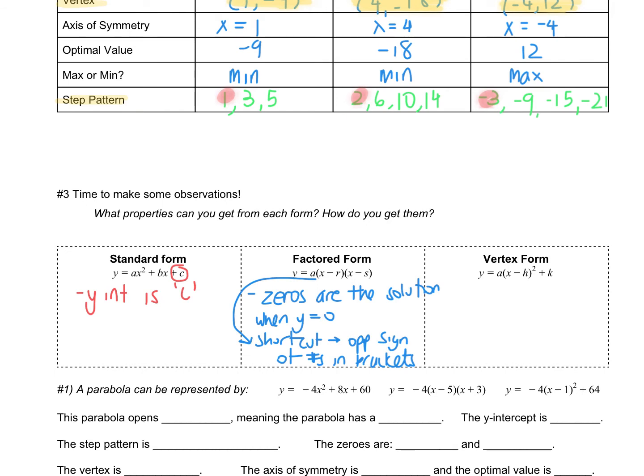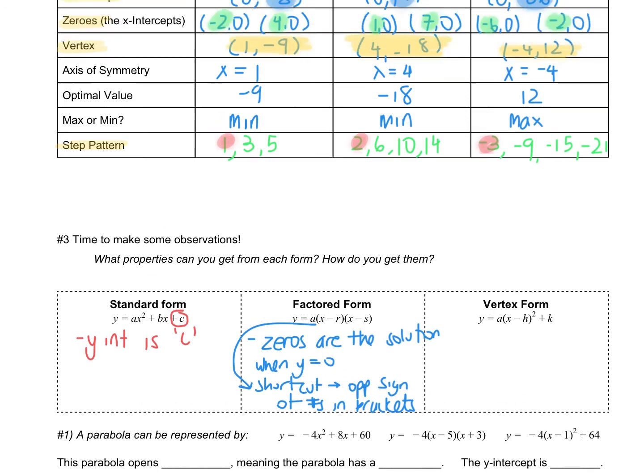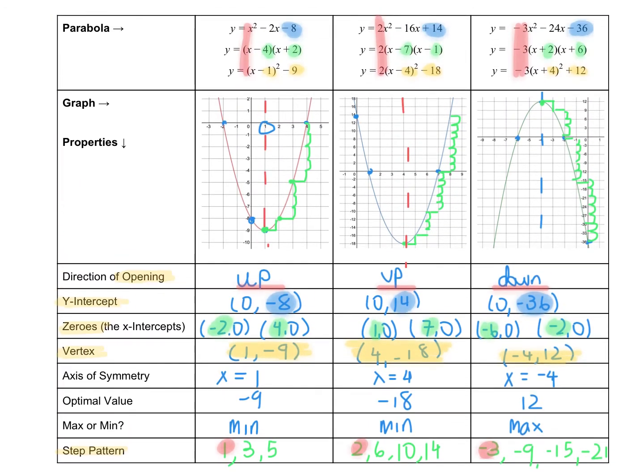Now let's look at vertex, and that probably comes from vertex form. So if we look at our vertex for the first parabola, it's 1, -9. I see the -9 outside the bracket, so that's great. And if I look at the x coordinate, my vertex is 1, but inside the bracket it's -1. So we're always just taking the opposite sign. So here it says -4, so my vertex is +4, and then -18 for the constant. For the last one, it says +4, but our vertex is -4, and then 12 for the constant.